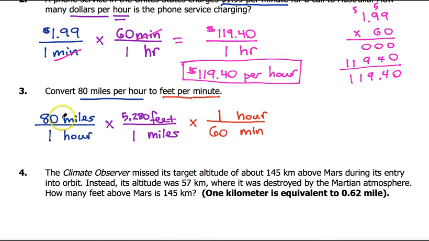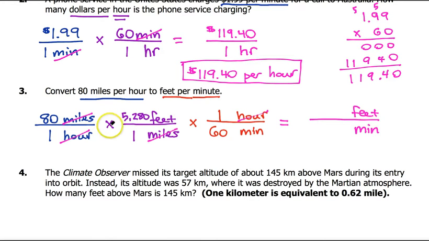So now what I'm going to do is multiply all of my numerators together, noticing that my miles cancel each other out on this diagonal, and my hour here and here cancels out, so I'm left with feet on the top and minutes on the bottom.